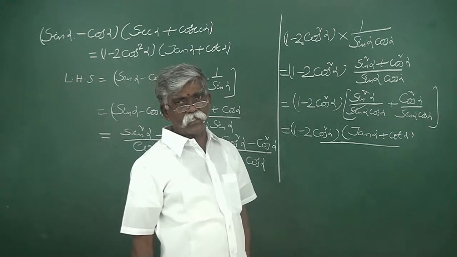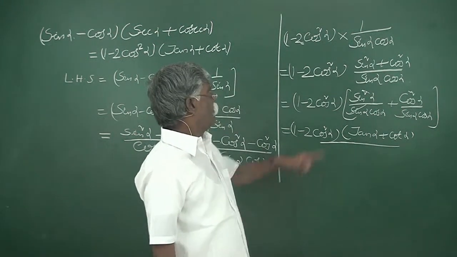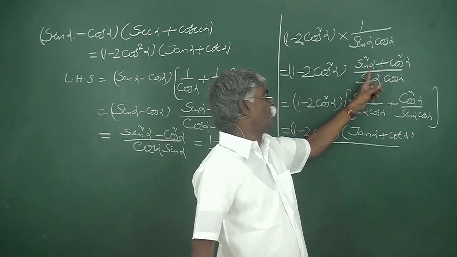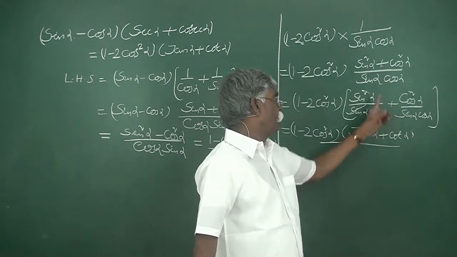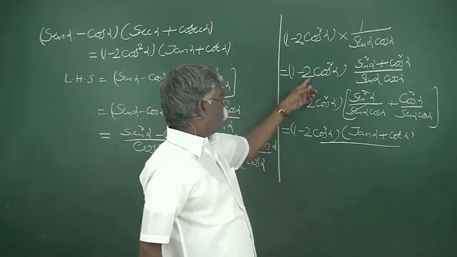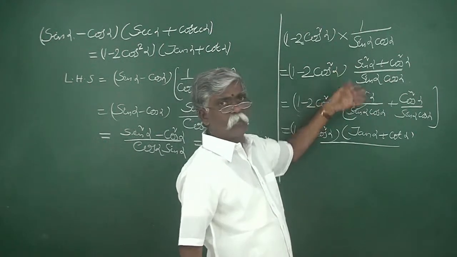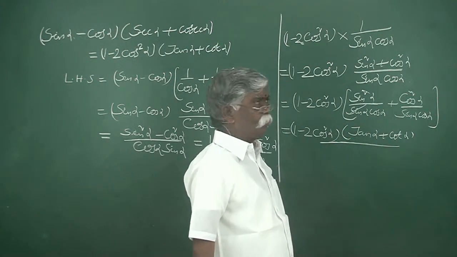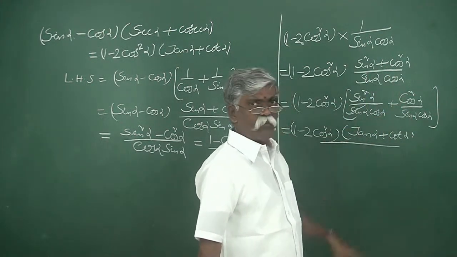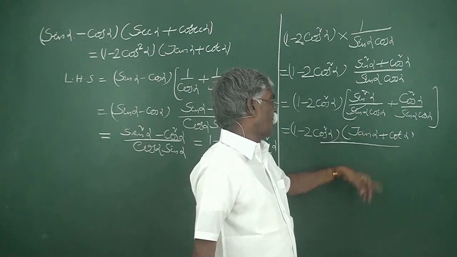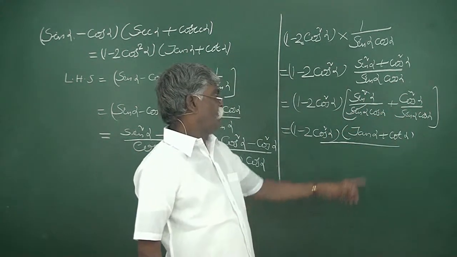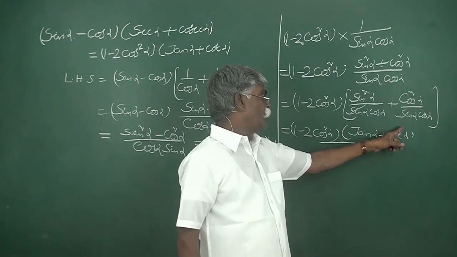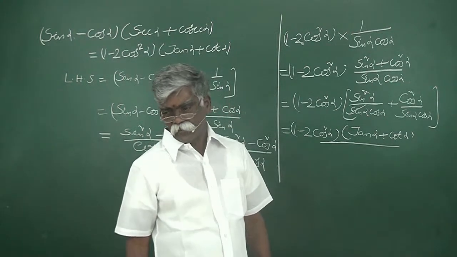The second part of the answer is expressed in terms of tan and cot. Therefore this is kept like this, and this 1 is written as sin square alpha plus cos square alpha by this. Now this is as it is. This we have split into two terms, sin square alpha by sin alpha cos alpha plus cos square alpha by sin alpha cos alpha. Square and sin cancel, square and cos cancel. This is sin alpha by cos alpha becomes tan alpha. Cos alpha by sin alpha becomes cot alpha. That is the answer.